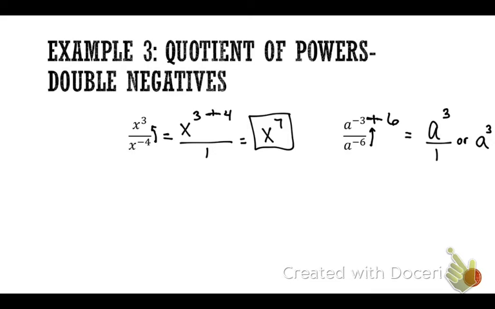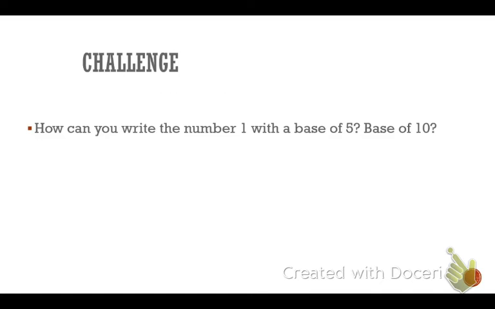All right. So you might have one, like maybe 1 or 2. You're not going to have a ton of double negatives, but you do need to watch out for that. All right. Here's your challenge. How can you write the number 1? Your answer has to be 1, but your base has to be 5, and your base has to be 10.